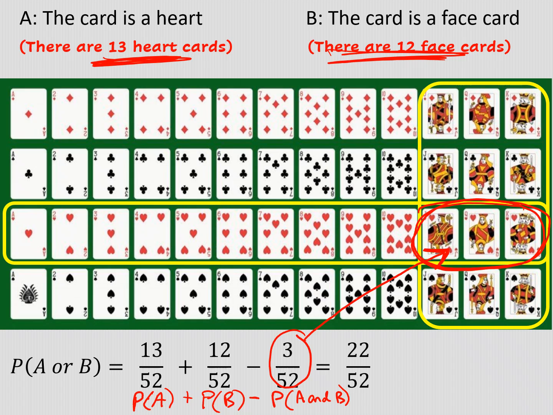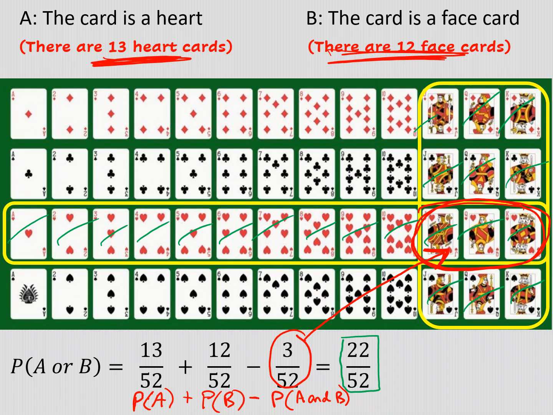So it's not 25 out of 52, it's actually 22 out of 52. I mean, you're not always going to have a picture in front of you, but if you just count 1, 2, 3, 4, 5, 6, 7, 8, 9, 10, 11, 12, 13, 14, 15, 16, 17, 18, 19, 20, 21, 22, you can see there's 22 cards that were identified as part of either A or B or both.